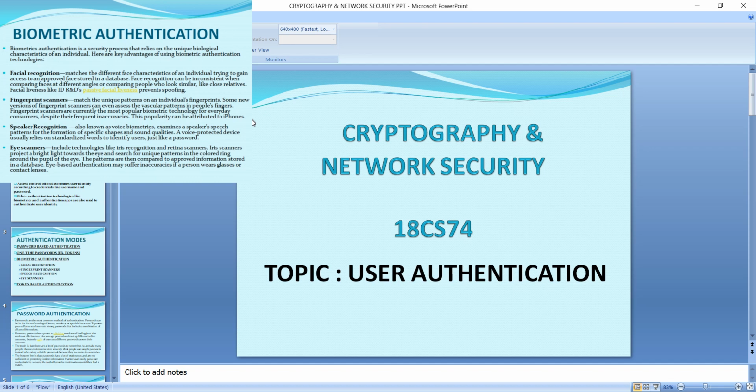Here are the key advantages of biometric authentication. Facial recognition matches different face characteristics of an individual trying to gain access to an approved face stored in a database. Facial recognition can be inconsistent when comparing faces at a different angle or comparing people who look similar, like close relatives. Facial liveness, like ID R&D's passive facial liveness, prevents spoofing.